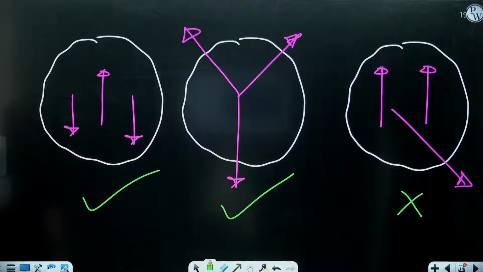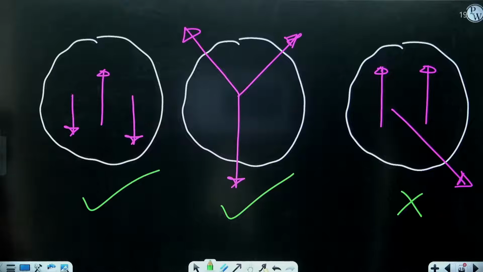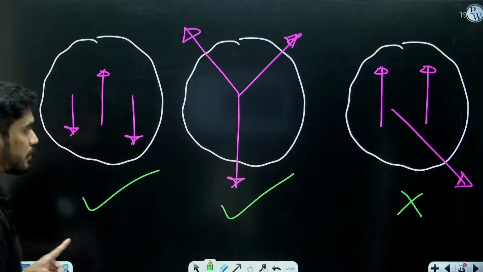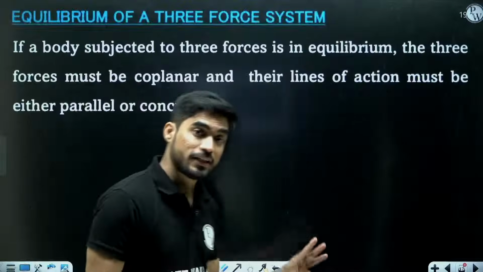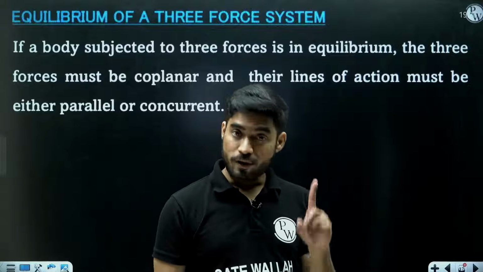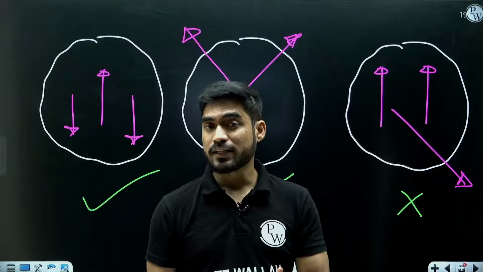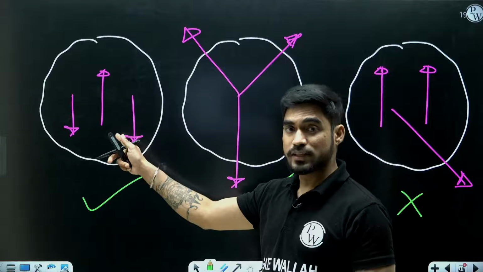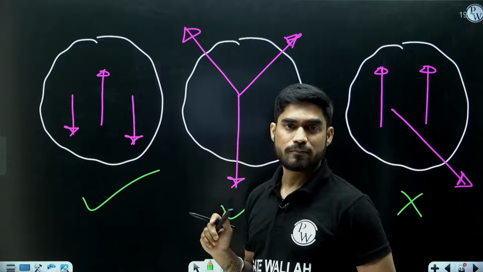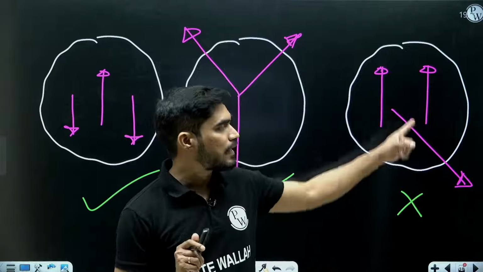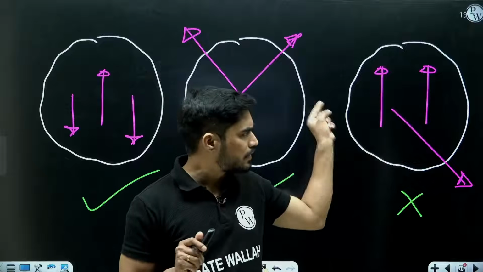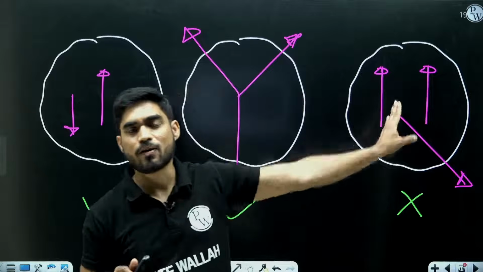And this is a very interesting concept. Okay, we are going to use this concept in questions. If a body is subjected to only three forces and the body is in equilibrium, the forces must be coplanar and they should be either parallel to each other or concurrent to each other. They cannot be like this. Two forces are parallel and third force is like this. This cannot happen. Okay.